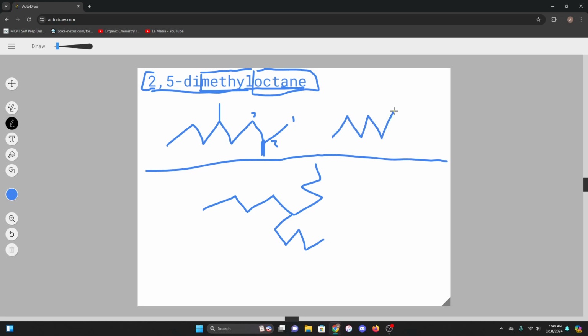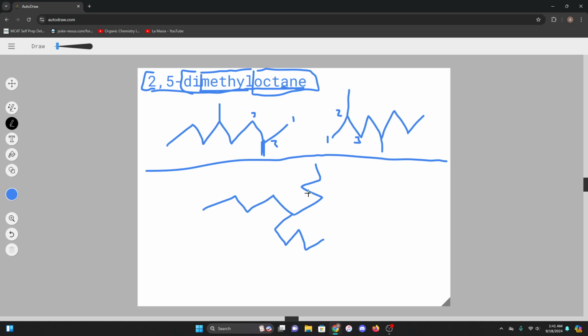The other way of drawing it would be 1, 2, 3, 4, 5, 6, 7, 8. Okay. The other way of drawing it would be 1, 2, and then 3, 4, 5, and then drawing one right here. So these are both the exact same thing, both of them work, so you can do it either way. Point being, you have an octane, you have di, which means you have 2 methyl groups, and you have them on the 2nd position and the 5th position. Whether you start from the left or the right is up to you.